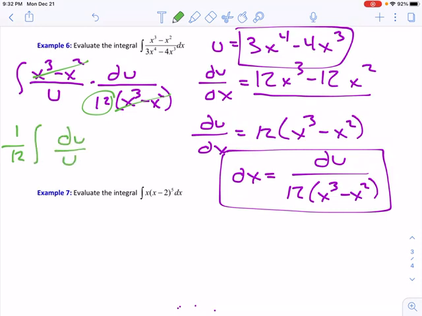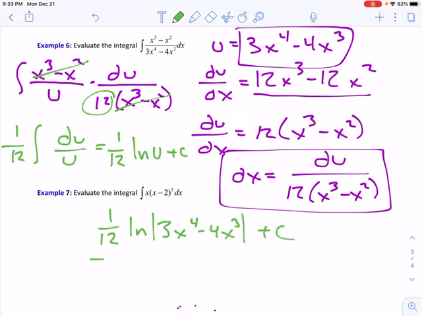Well, that's different. So that looks like the log rule, all right? 1/12 times the integral of 1 over u du. This is going to be equal to 1/12 the natural log of u plus c, which then becomes 1/12 the natural log of the absolute value of my u, 3x to the fourth minus 4x cubed plus c. And there is my answer.